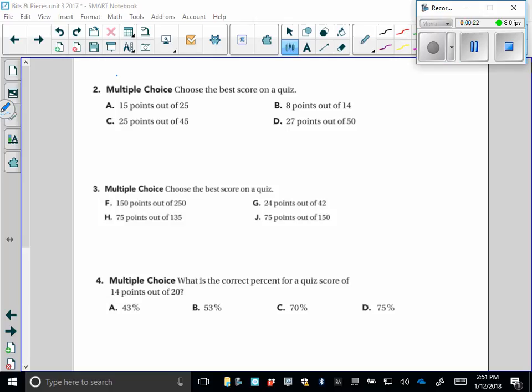Like 15 out of 25 is more than half. But maybe it would be helpful to at least reduce it to 3/5. Okay? That's a little bit less to look at, right? And 25 out of 45, we could also reduce to be 5/9. It's still a little hard to compare those, but I'm just going to reduce everything first.